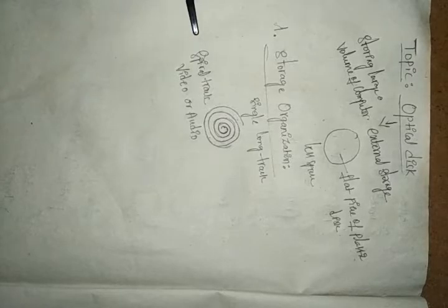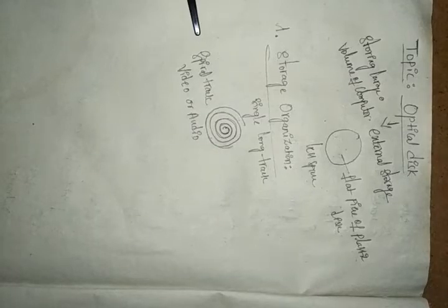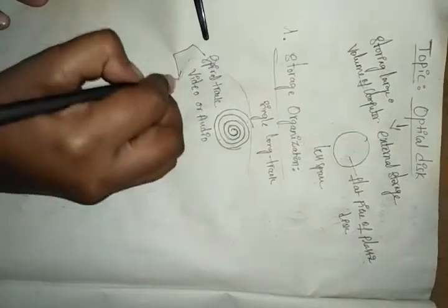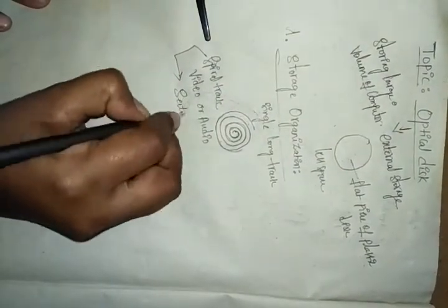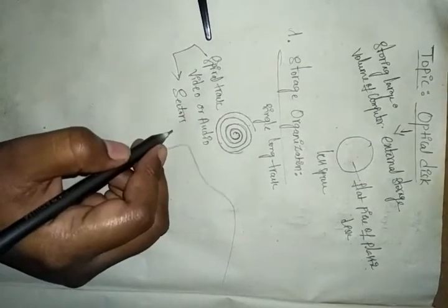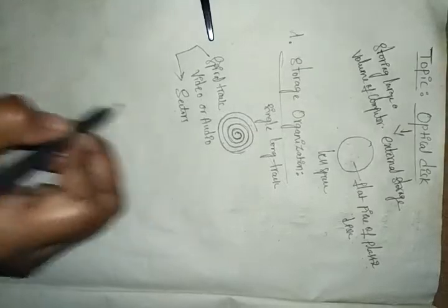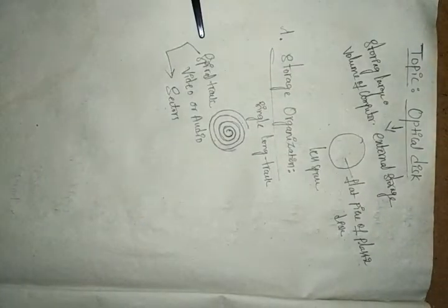The spiral track can be divided into sectors. These sectors have equal length, and this enables data packing.